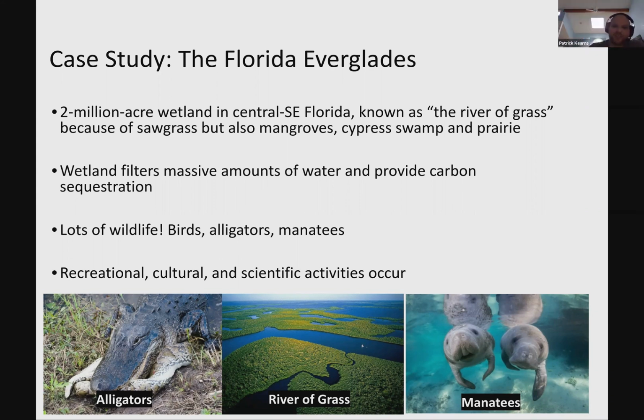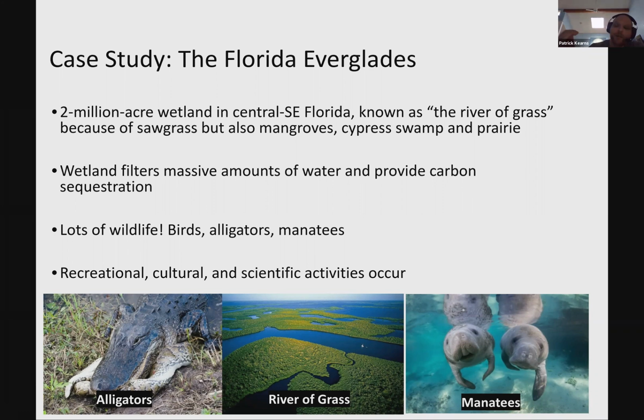It runs from central to southeast Florida. It's called the River of Grass because there's massive amounts of what's called sawgrass and mangroves, cypress swamps, and prairies, where you just have this massive amount of water flowing through Florida down into the Gulf of Mexico. And as I said, it's the most beautiful ecosystem I've ever been. And I hope this probably doesn't do justice, but just Google what the Florida Everglades looks like. It is, like I said, absolutely beautiful.